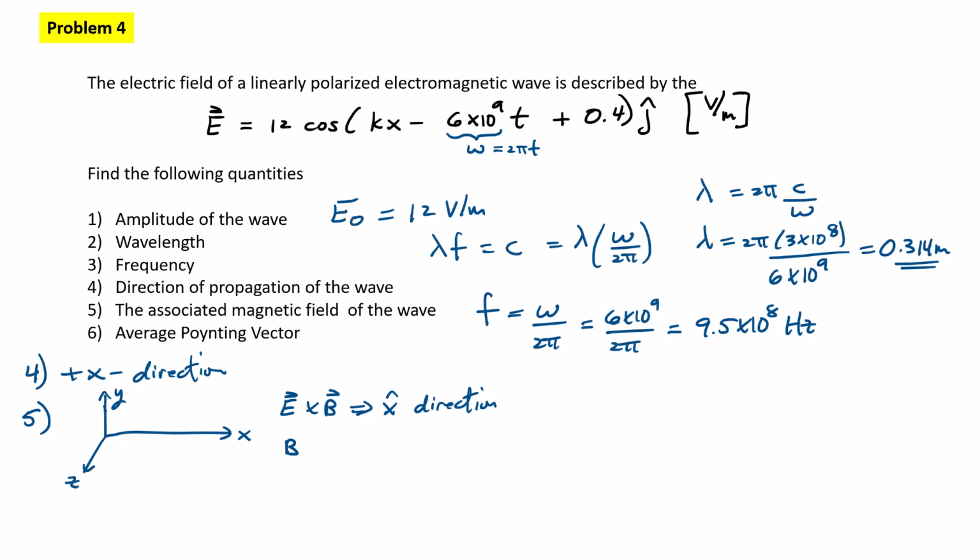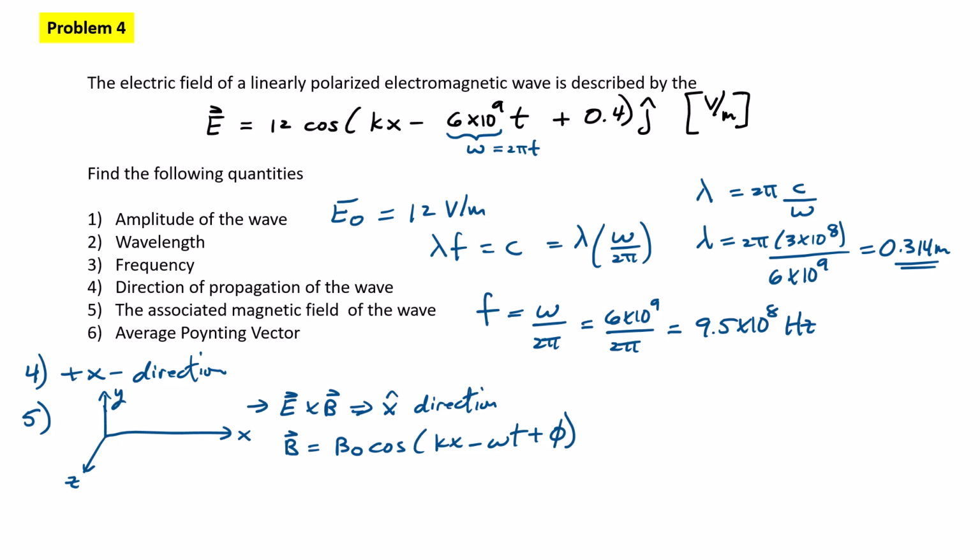So this is how I would write out the field. The magnetic field is going to have some amplitude B0, multiplied by cos. All of these terms are still going to be the same: kx minus omega t. And here I do have some phase factor, and that's okay. Now we have to think about the direction. Is it going to be the minus z direction or the positive z direction?